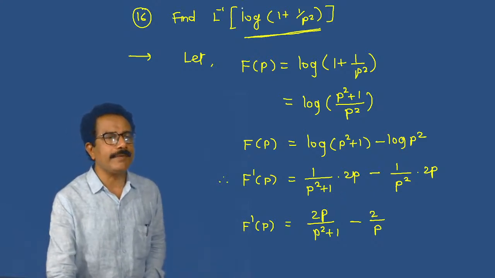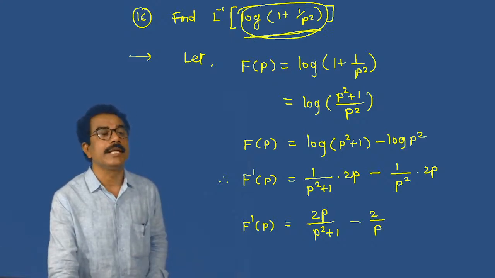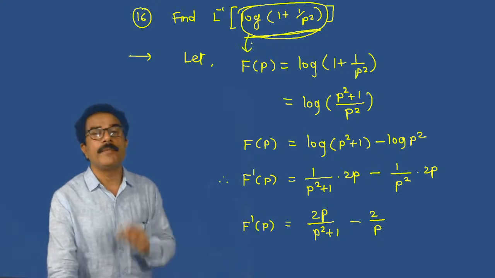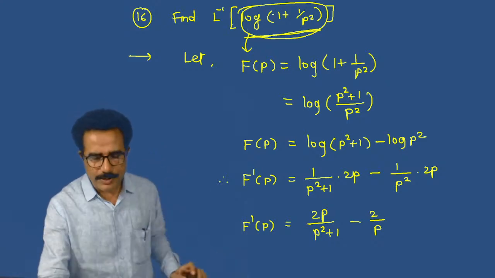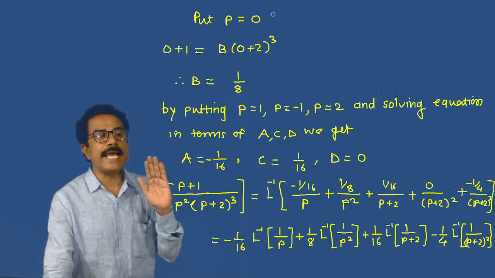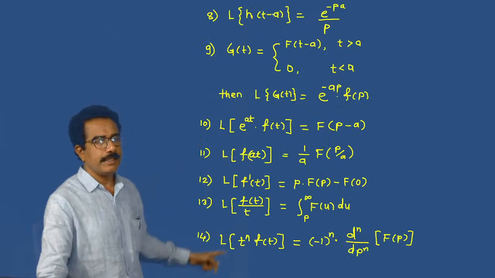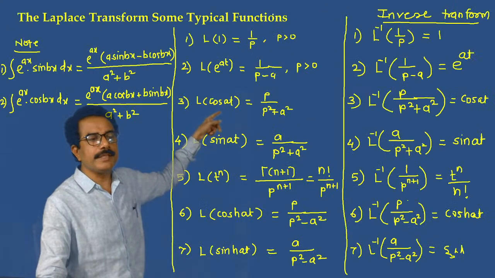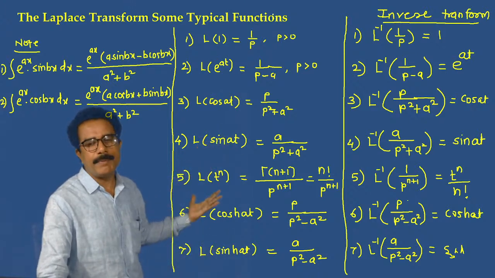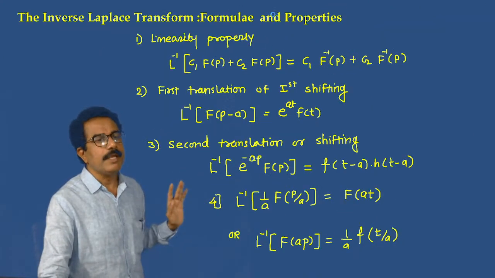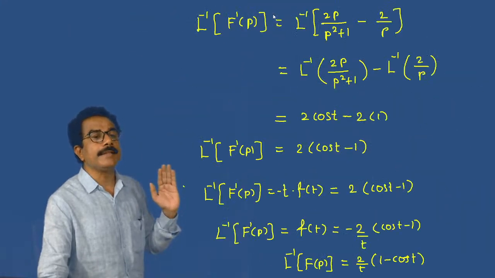So if logarithmic functions arrive, then first of all we have to solve that logarithmic function separately. We can't take the inverse Laplace of log directly, because there is no formula, no direct conversion in the inverse Laplace transformation. There is no conversion for the logarithm. See this, there is no formula for the logarithm in Laplace transformation or inverse Laplace transform.